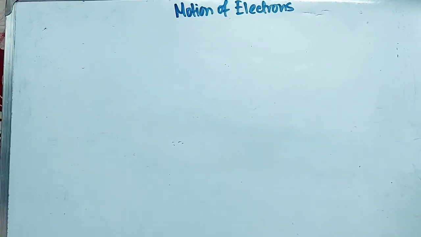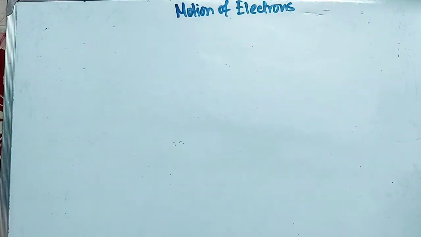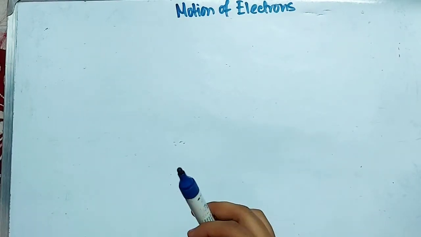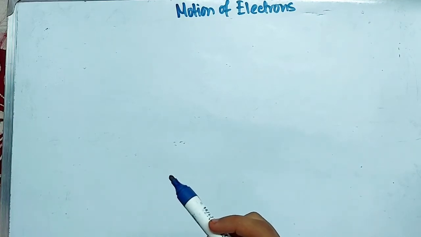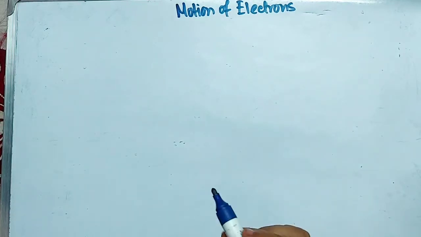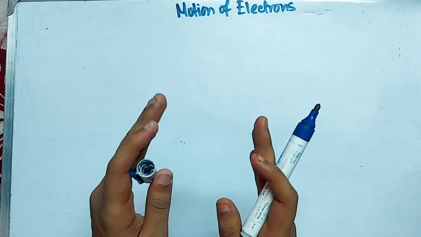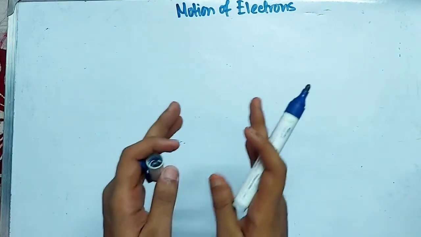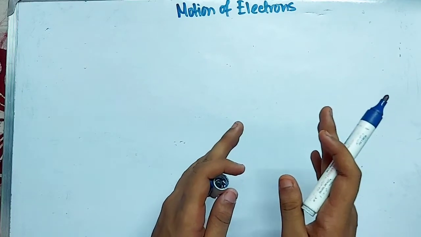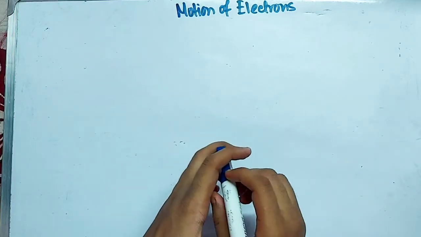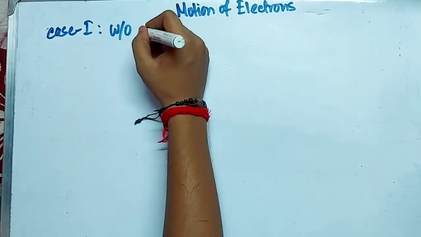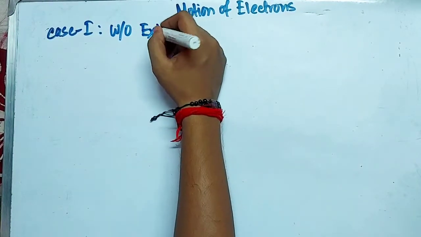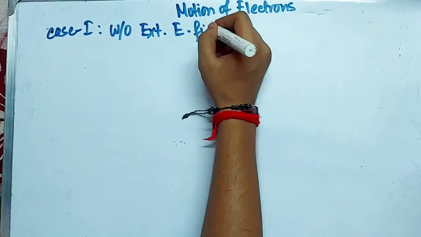In the first video I explained the electron densities of different types of materials and the significance of the electron density of semiconductors. In this video I will continue my discussion with the motion of electrons. I can classify this whole discussion into two subcases: motion of electrons without any external electric field, and motion of electrons with an external electric field. At first I will start with case 1, without any external electric field.